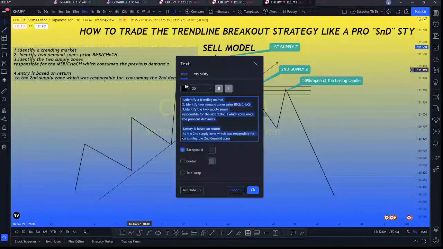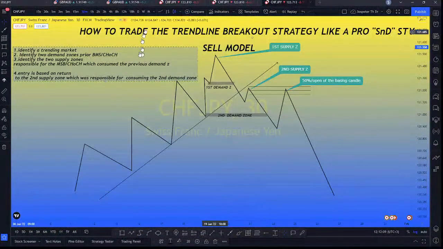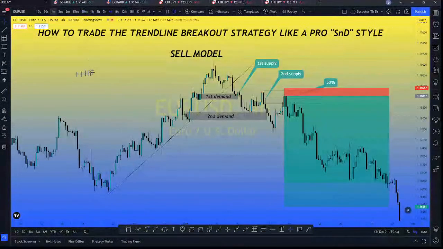About taking profit in these models, for those who are joining right now, you can see what we were talking about. Let me paste it here.